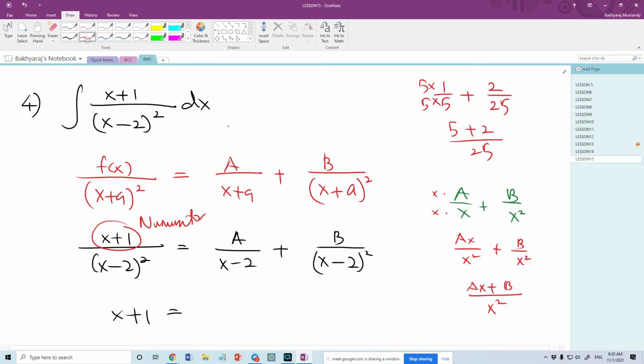So the point here is, maksudnya ini ada square, ini tak ada square. So ini kena kali dengan x minus 2, ini kena kali dengan x minus 2. So bila saya kali, saya akan dapat a x minus 2 plus b dah. Saya dapat ini saja. Because yang ni tak perlu kali. Because it's already there. The denominator already x minus 2 square. So saya dapat a times x minus 2 plus b.